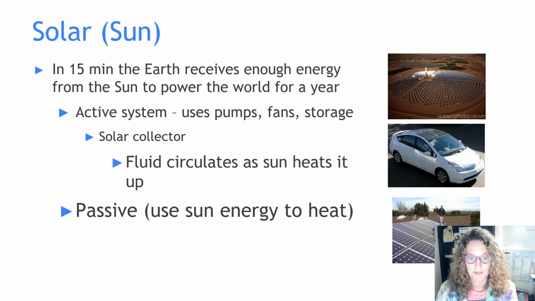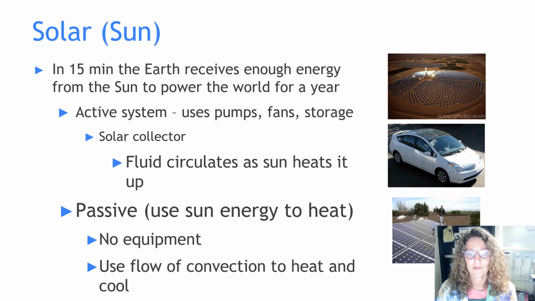The other way is passive solar energy, and that's just letting the sun heat whatever it is up. So it doesn't use any equipment. It uses convection, warm rising, cold sinking, to control how heat and cool things interact and flow.